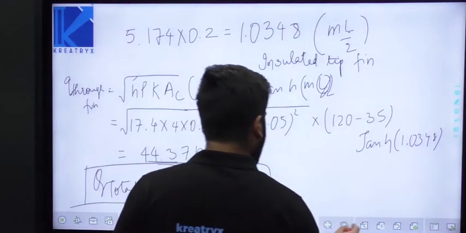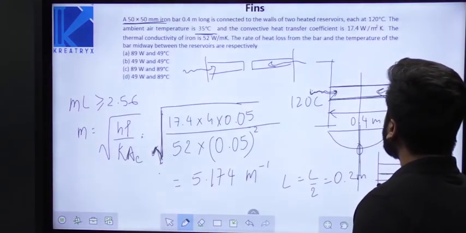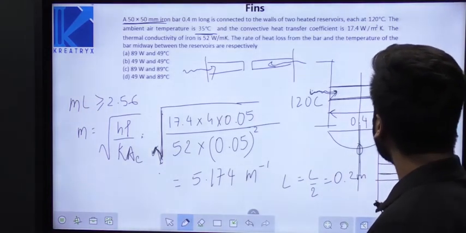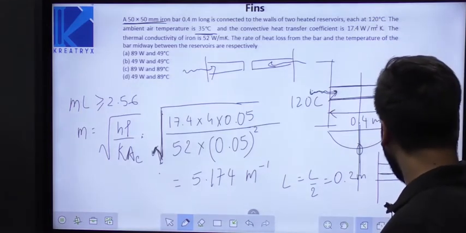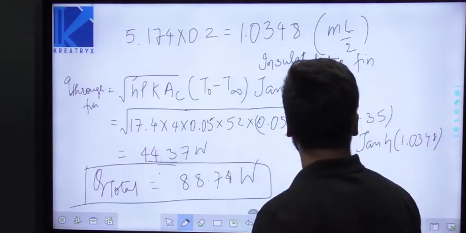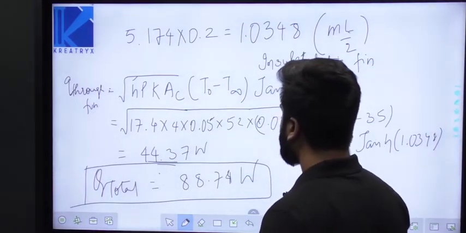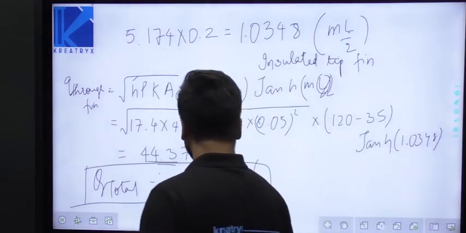This is the first part, that is the rate of heat loss from the bar. And the temperature of the bar midway between the reservoirs, you can solve on your own. Okay, let me solve it.